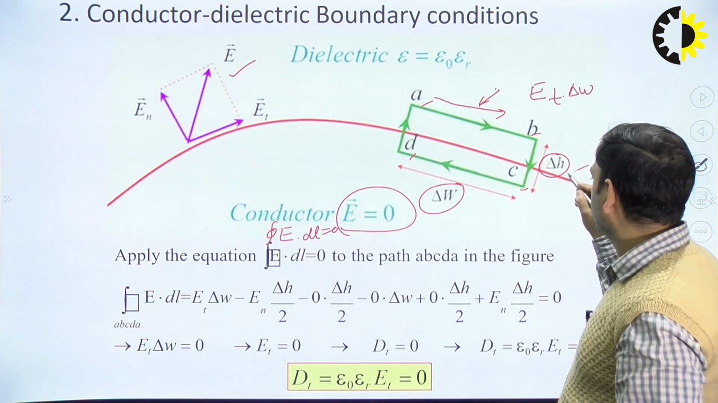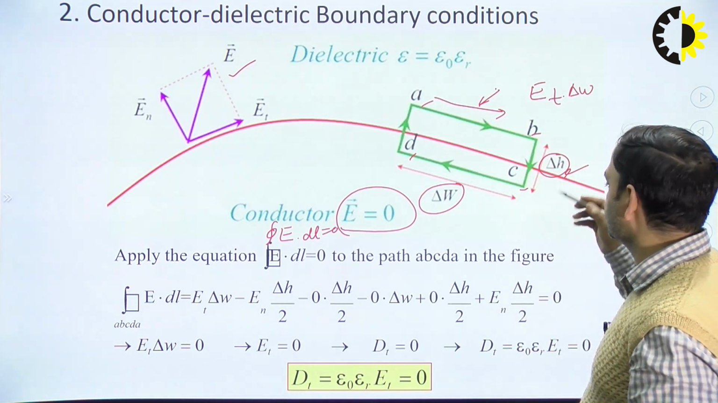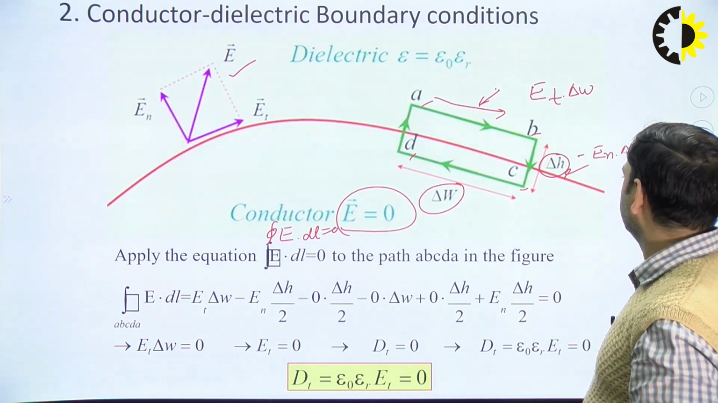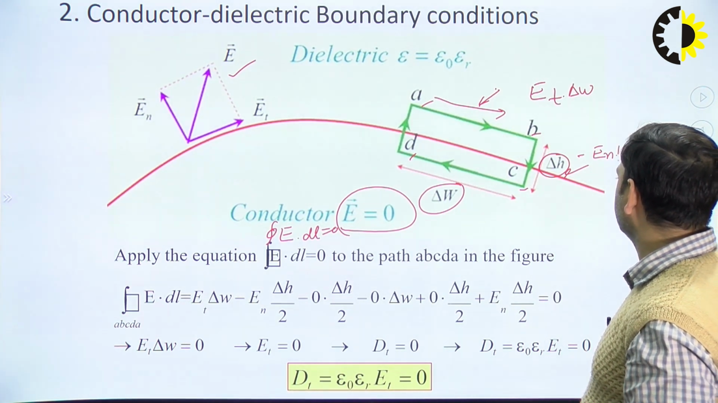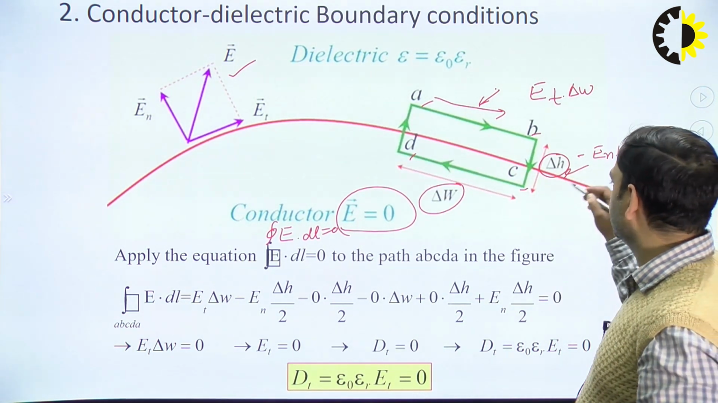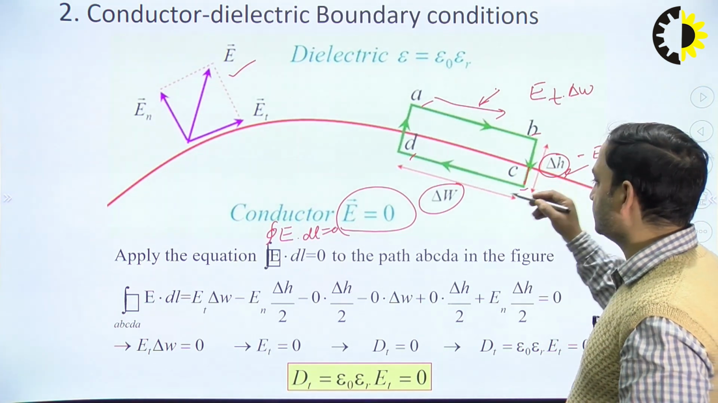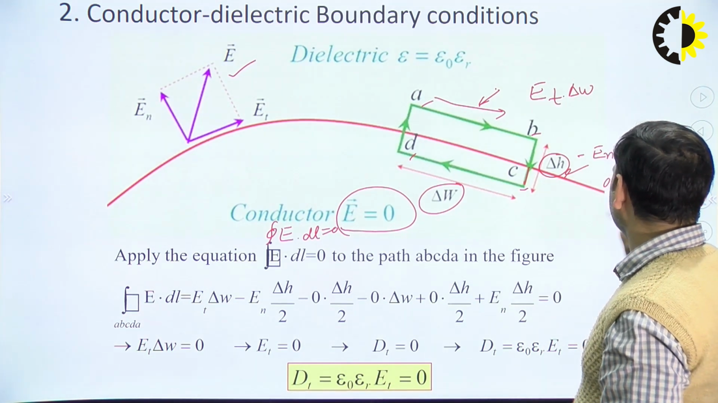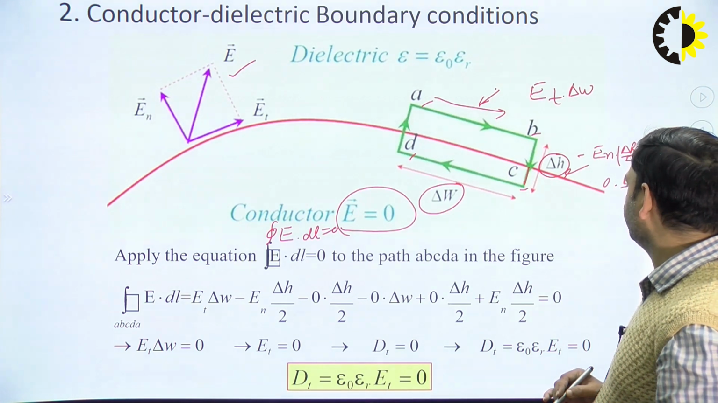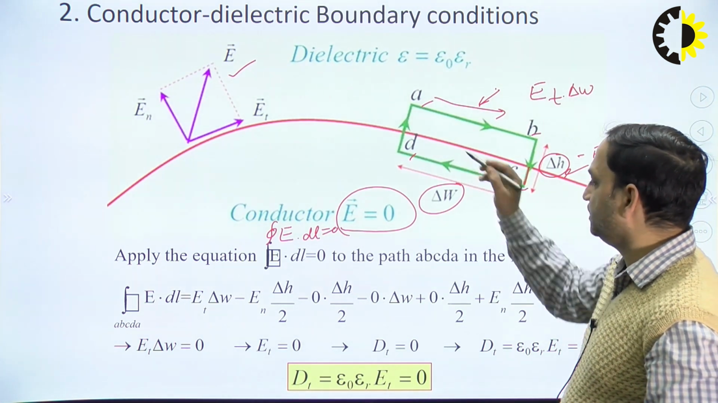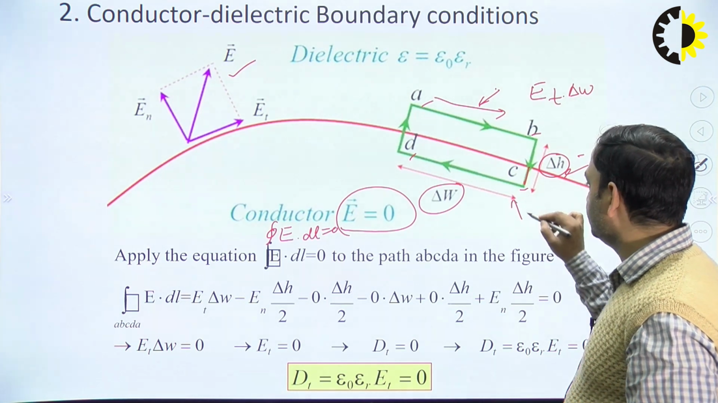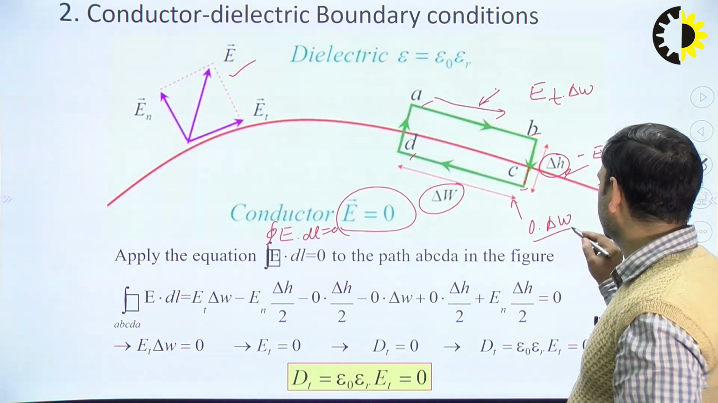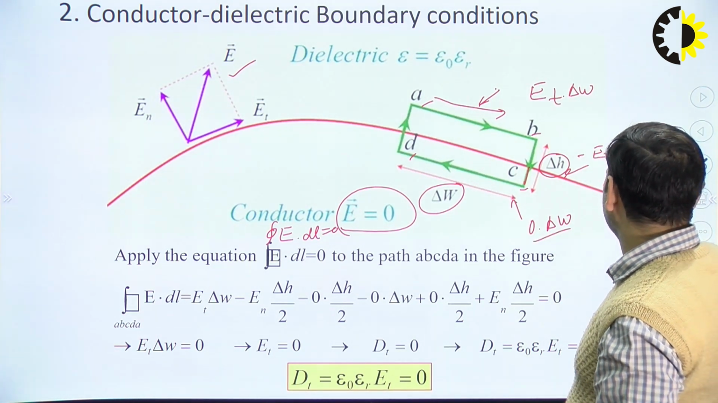For the next path we again have to take two parts. The first one is En with a minus sign into delta H by 2. This is in the first medium. In the second medium, E is 0, so we take 0 into delta H by 2, right? Now come to C to D. Because the electric field is 0, what is E dot dl? Here E is 0 and dl is delta W, so 0 into delta W, that is 0. This is also 0, so the plus sign I can write.